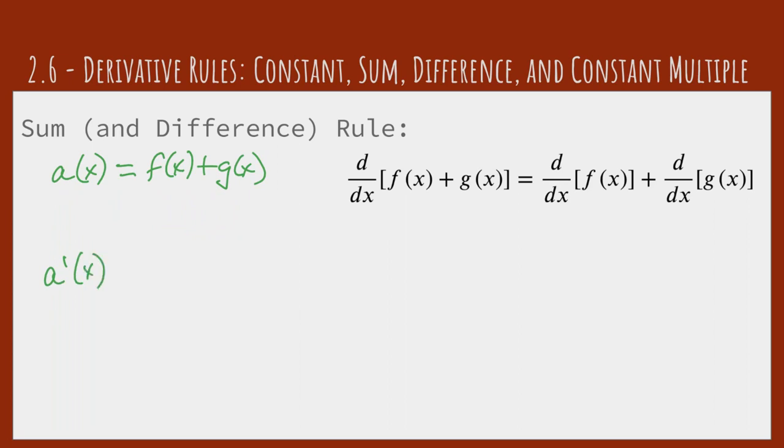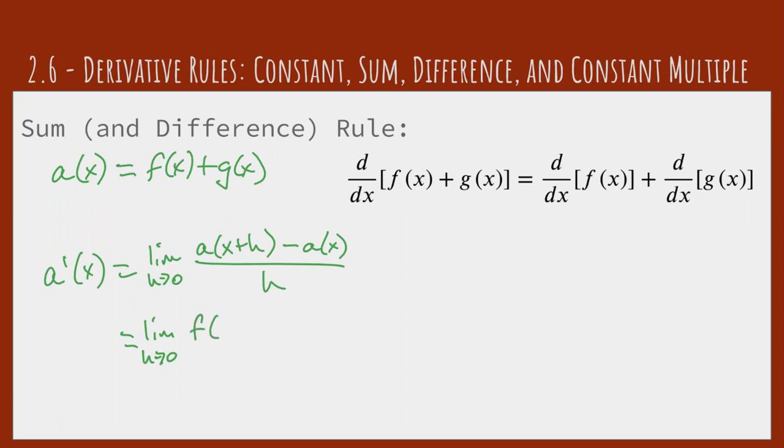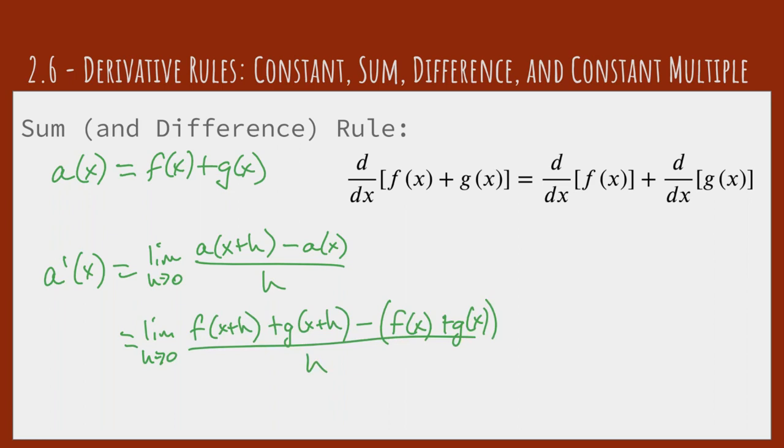And so the limit definition says that the derivative of a is going to be given by the limit as h approaches 0 of a of x plus h minus a of x all over h. It's going to take a little bit of algebraic manipulation here, but remember a is f plus g, so we can rewrite this as the limit as h approaches 0 of f of x plus h plus g of x plus h minus, I'm going to put this in parentheses here, f of x plus g of x. And that's still all over h.